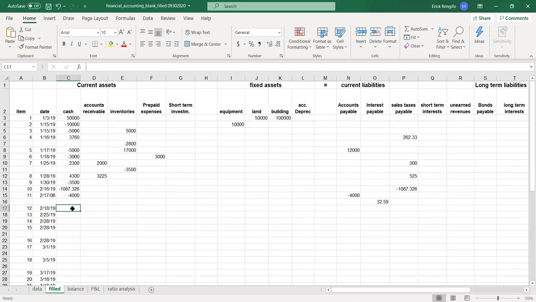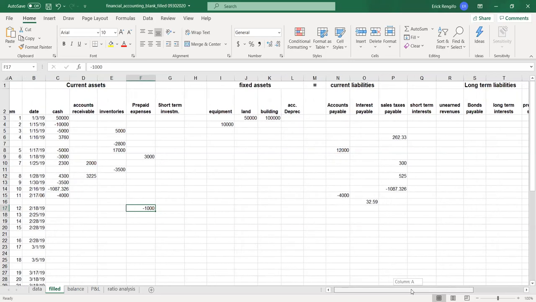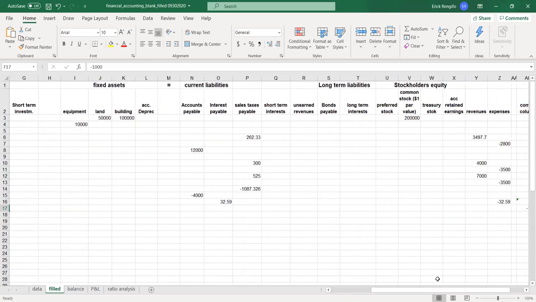So do you reduce cash or not? No, because I already paid this in the past. But what I need to do is reduce my prepaid expenses by 1,000. And what is this now? I appear in a newspaper and this cost me $1,000. So this is what? An expense. Exactly, this is also an expense.